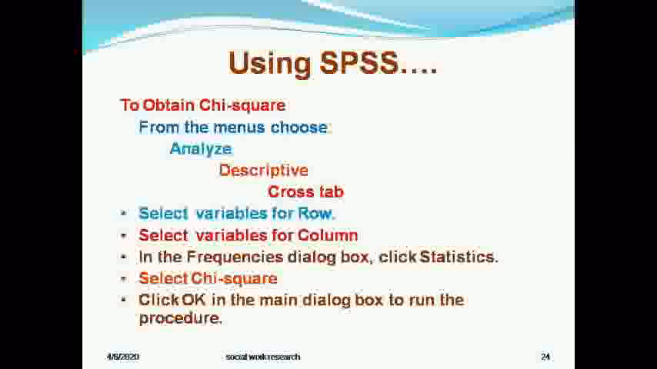Now, just to summarize how to use SPSS to obtain this chi-square, from the menu, choose Analyze, then take Descriptive. Under Descriptive, choose Crosstabs, then select the variables for row, select the variables for column. In the dialog box, click Statistics, select chi-square, click OK in the main dialog box to run the procedure. If you follow this procedure in SPSS, you find the chi-square value.